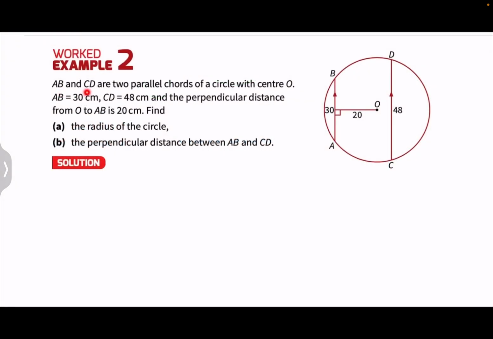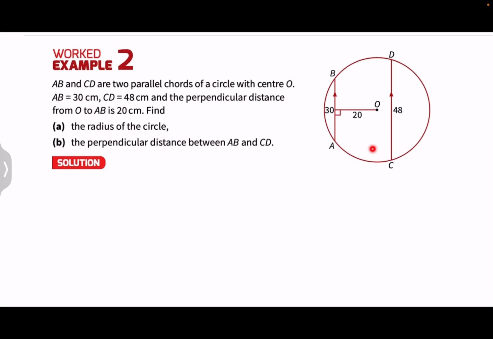AB and CD are two parallel chords of a circle with center O. AB equals 30 cm, CD equals 48 cm, and the perpendicular distance from O to AB is 20 cm. Find part A, the radius of the circle, and part B, the perpendicular distance between AB and CD.